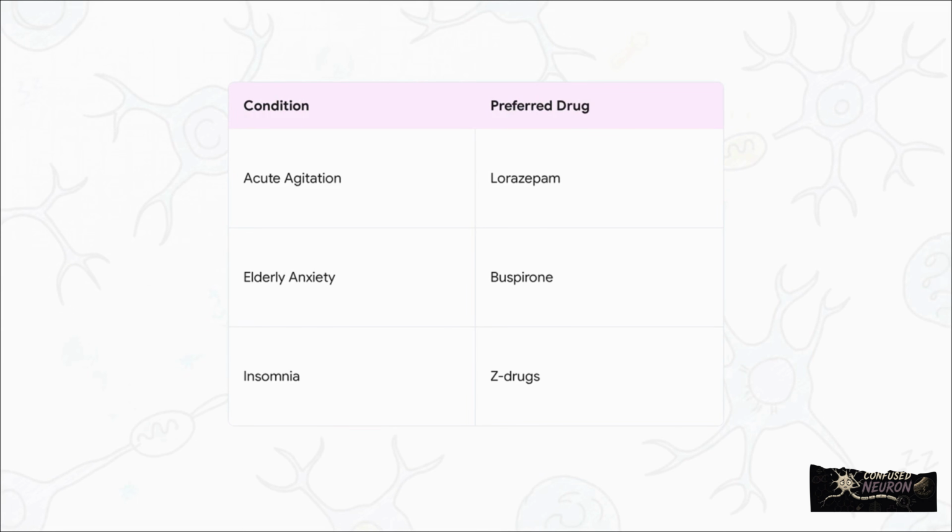Next up, elderly anxiety. The preferred drug here is buspirone. This is super high yield because it doesn't cause sedation or ataxia, which is critical for preventing fatal falls in older patients. Finally, for insomnia, we reach for our Z drugs, like zolpidem. They act fast, they have a nice short half-life, and they aren't going to leave your patient with a massive, groggy hangover the next morning.